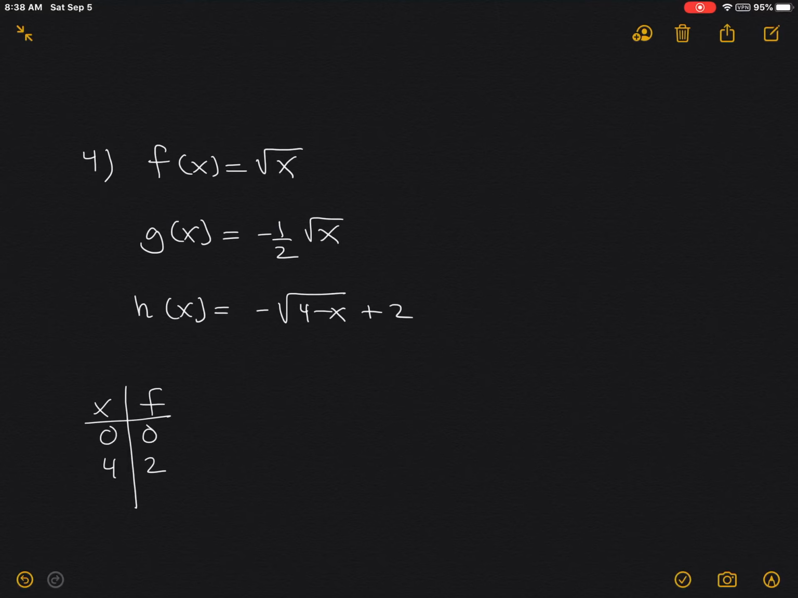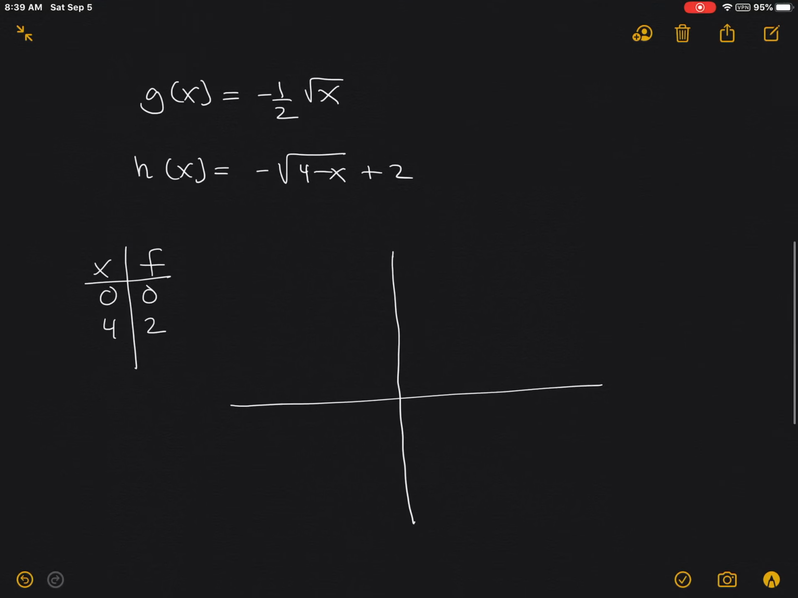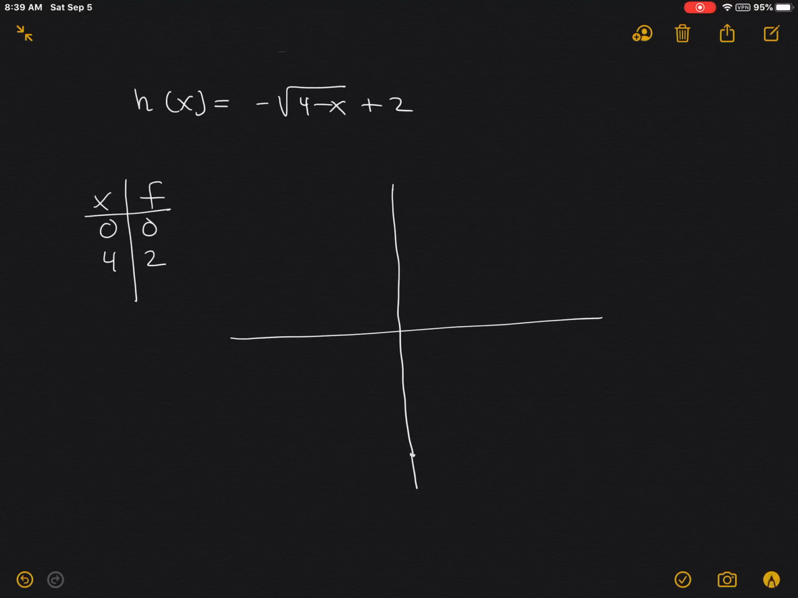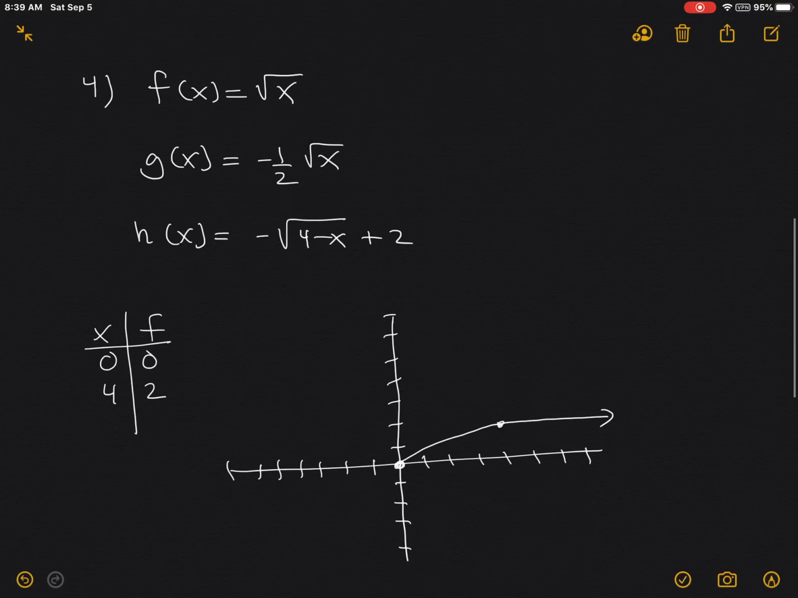So if you remember your square root function, let me draw some tick marks here. 1, 2, 3, 4, 5, 6, 7. So 0 comma 0 is our starting point, and then 1, 2, 3, 4, comma 2. Your graph looks roughly something like this. So there's my f of x.